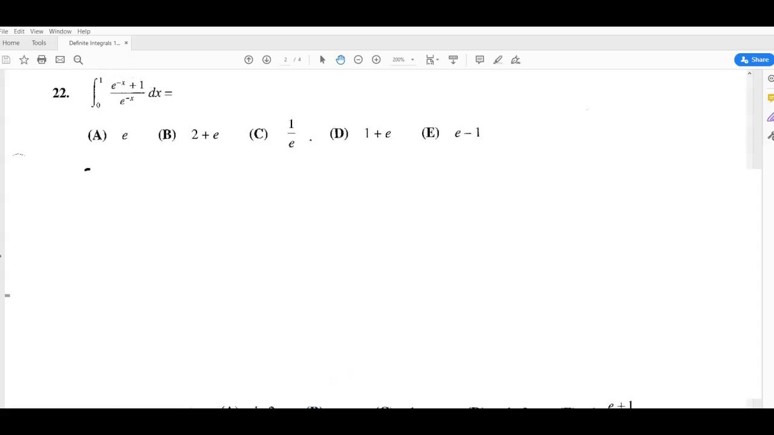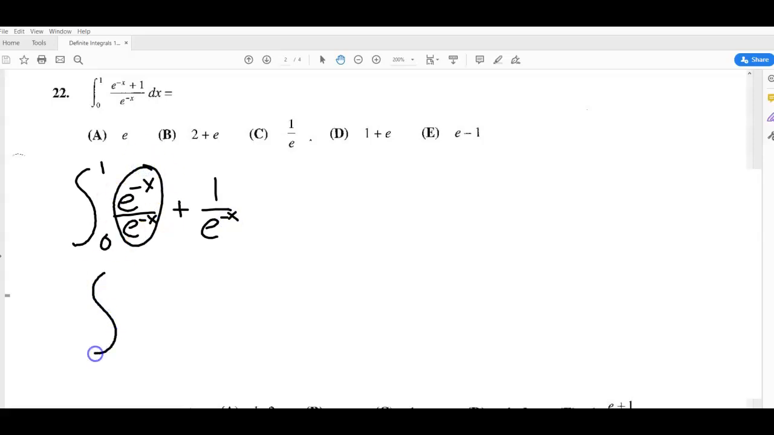What do I mean by split it up? I mean split that one fraction up into two separate fractions, like that. Okay? Now check it out. What is that? Anything divided by itself is 1. We can also simplify this.